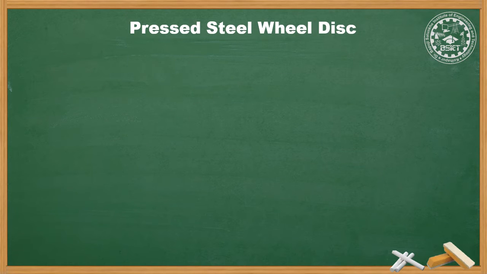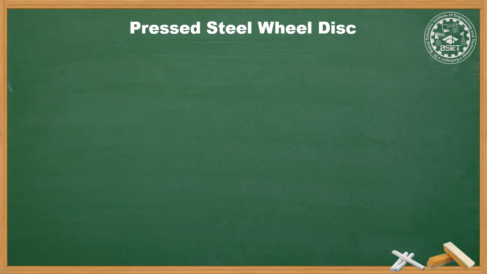The first one is the pressed steel wheel disc. This steel wheel disc is widely used for cars. These are light, strong, cheap and resistant to accidental damage. This type of wheel consists of two parts, namely the rim and the disc member, welded together.